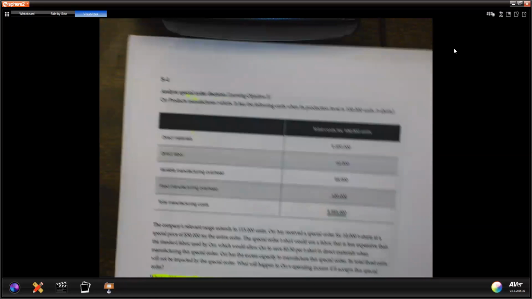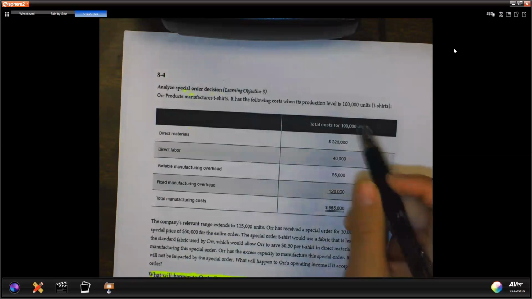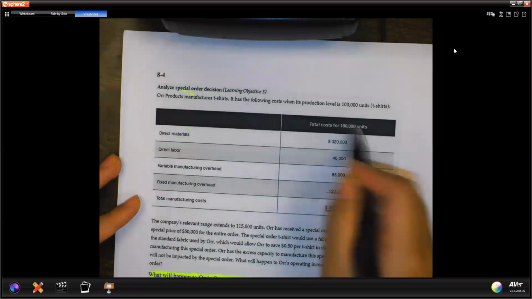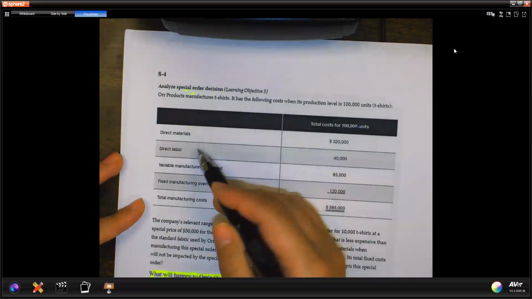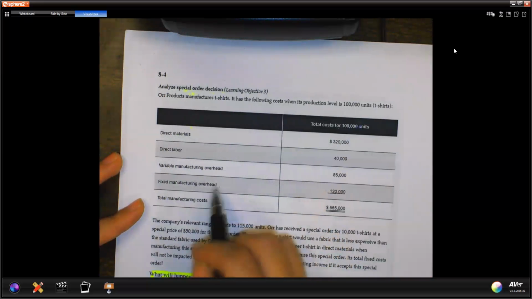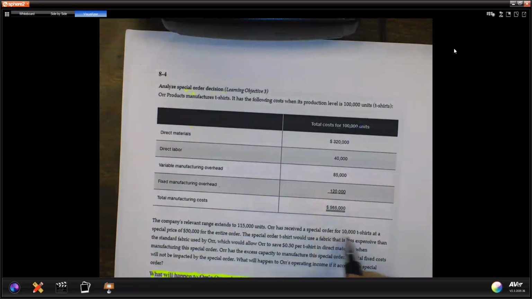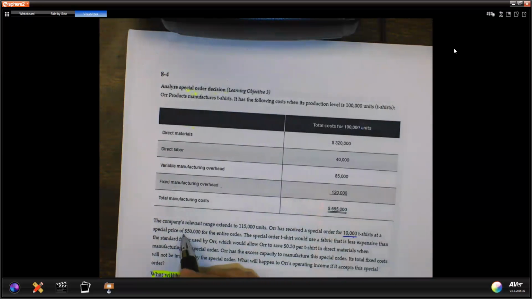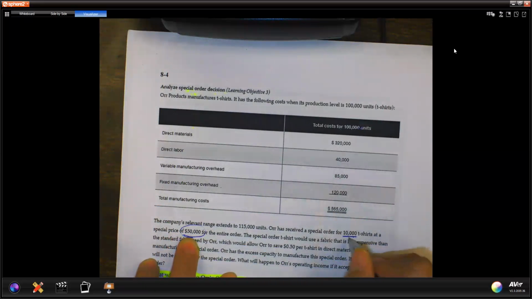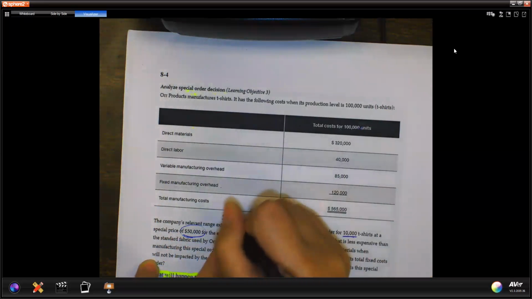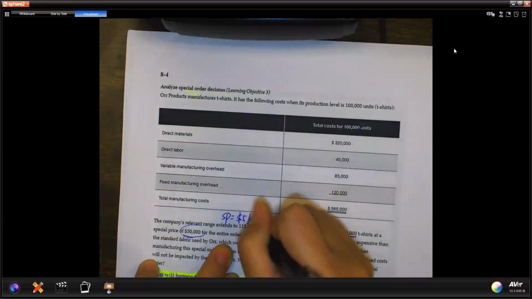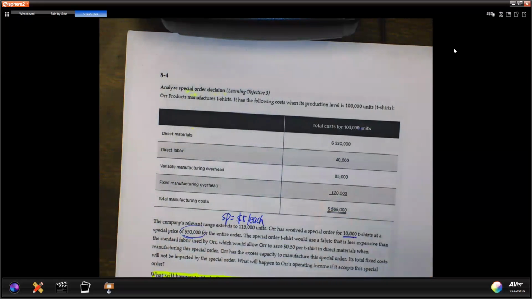Okay, so this is the question we talked about in class. Basically, total cost for 100,000 units: you have direct material, direct labor, variable manufacturing overhead, fixed manufacturing overhead, all of this, right? You receive a special order, and the total will be 50,000 for 10,000 units. So your special order is just $5 each for the selling price. I just write it down. Maybe you don't need the information.